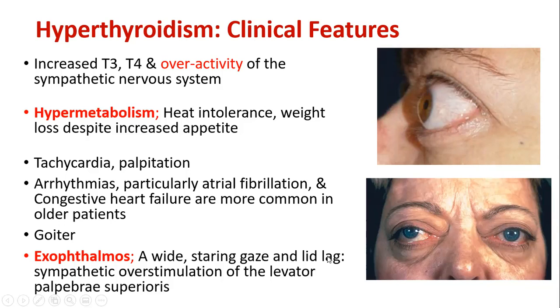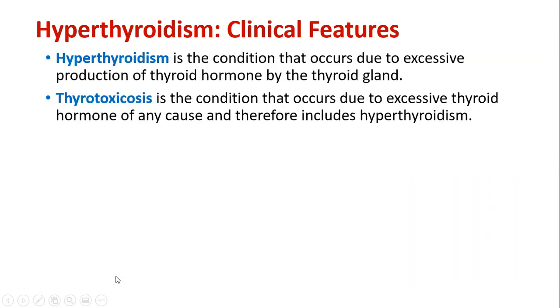So there is wide staring gaze and lid lag. When you ask them to close the eyes or look down, normally the lid should follow. You can try when you're looking down. In somebody, you can see the lid is coming with them, but there is a lag because of the protrusion. This is sympathetic overstimulation of the levator palpebrae superioris, a muscle which manages your lid function. So that is because of sympathetic overactivity.